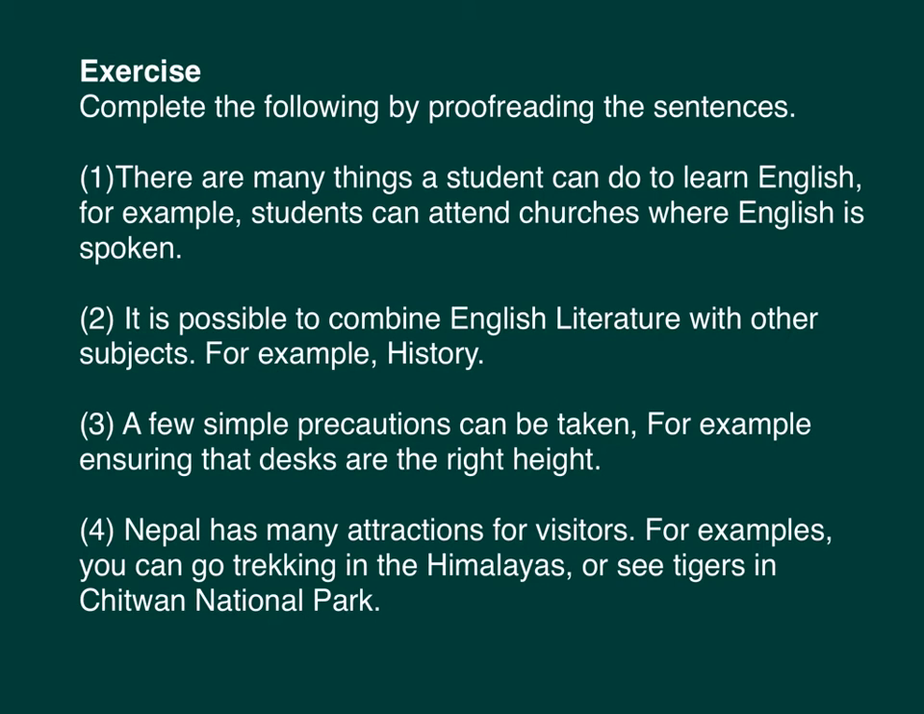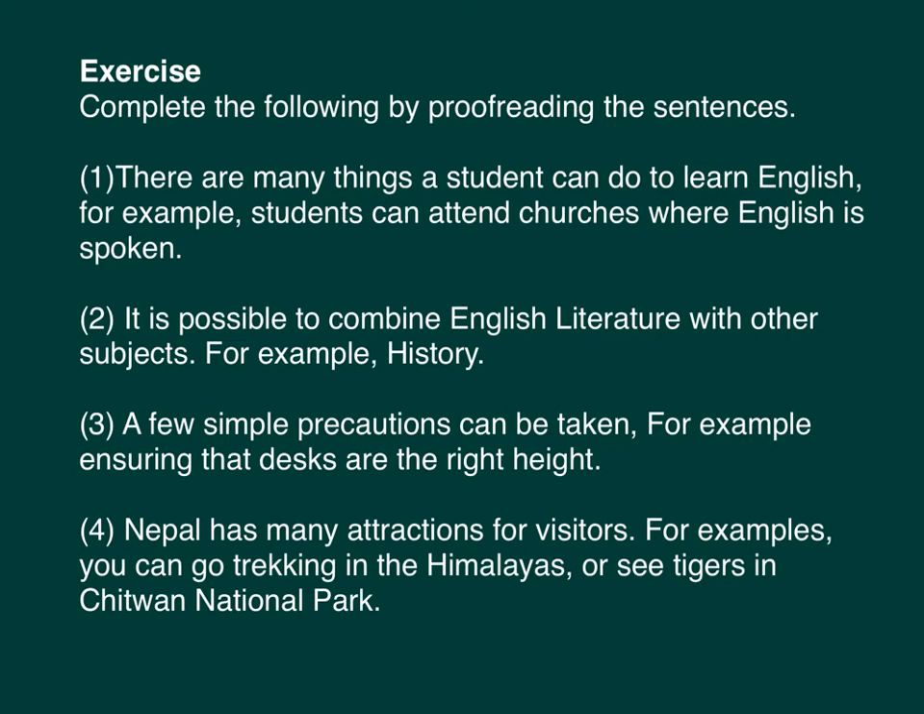Exercise. Complete the following by proofreading the sentences. Number 1. There are many things a student can do to learn English. For example, students can attend churches where English is spoken. There are many things a student can do to learn English, comma, For example, students can attend churches where English is spoken, period.